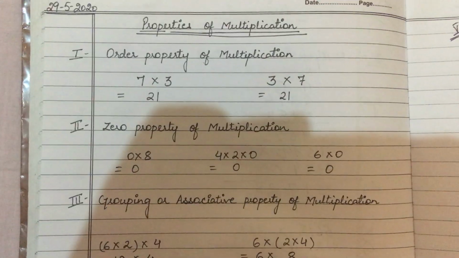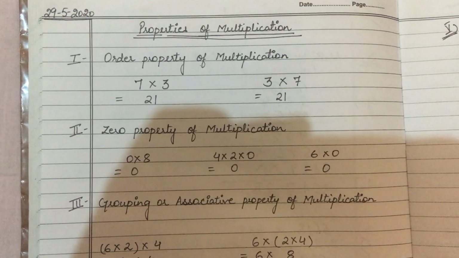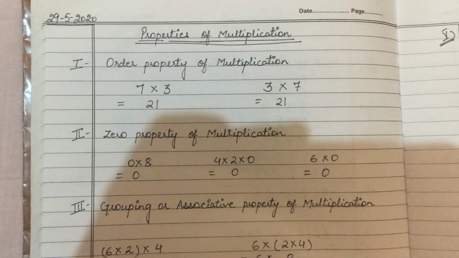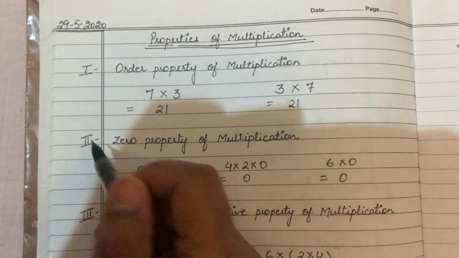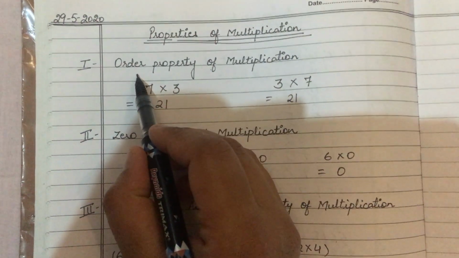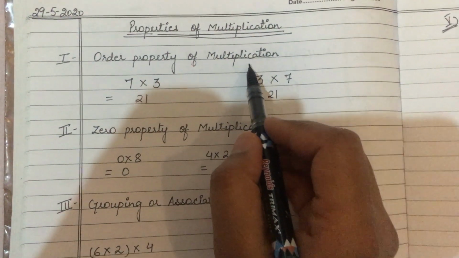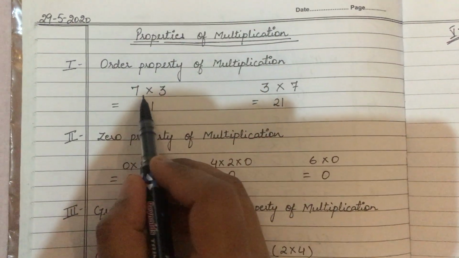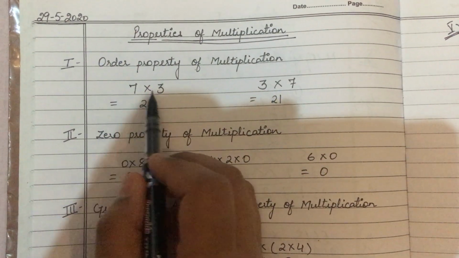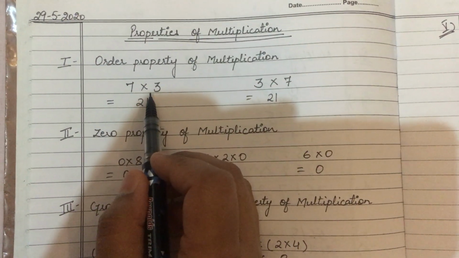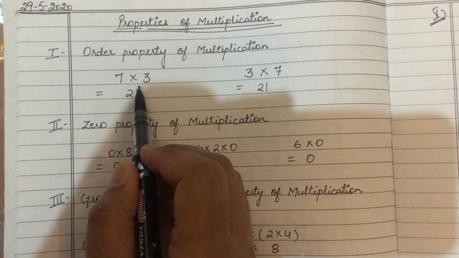So, let us start with today's topic, which is properties of multiplication. Let's start with our first property, the order property of multiplication. In this property, if the order of the two factors is changed, the product does not change.